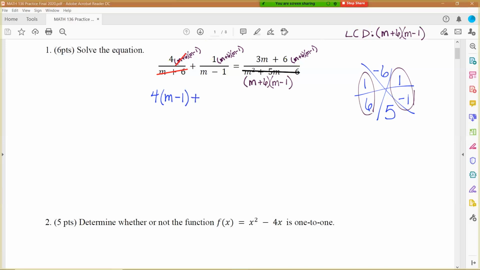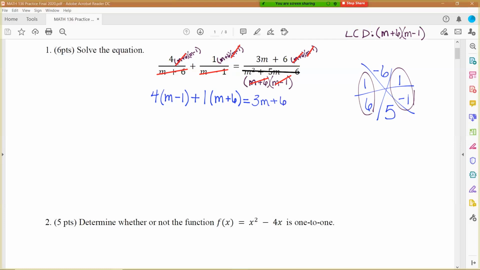Then we have a plus sign. For the second fraction, I have an m minus 1 in the denominator and m minus 1 in the numerator. I'm going to cancel those out. That leaves me with 1 and then m plus 6 in parentheses. You could go ahead and distribute that 1. In this case, it wouldn't change anything. And then your last fraction, the m minus 1's cancel, the m plus 6's cancel, and you're just left with 3m plus 6.